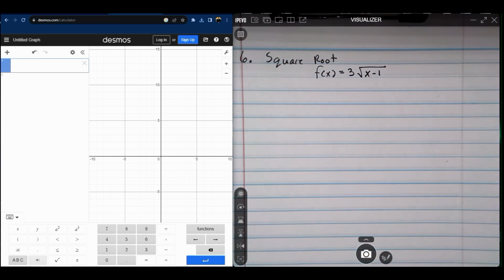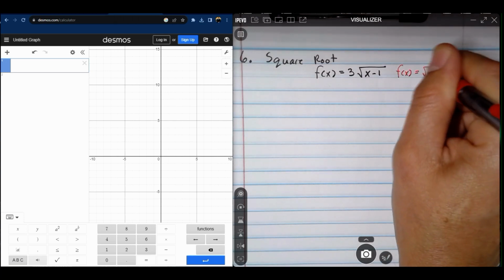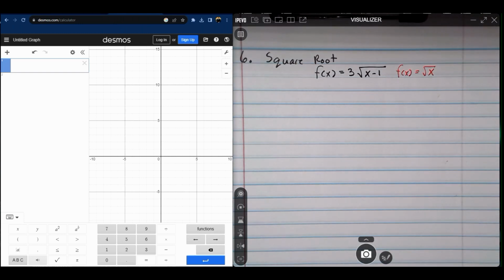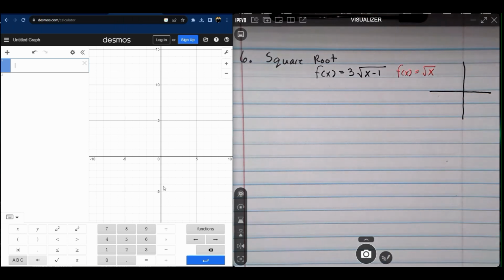Now, when it comes to the parent function, our parent function for something like this would end up being f of x is equal to the square root of x. And once again, we're going to draw an image just so you have an idea of what it looks like, and we're going to graph it real quick. So I'm going to throw this one in there. So I have y equals 3, and then I'm going to put my square root symbol, and I'm going to put in x minus 1.